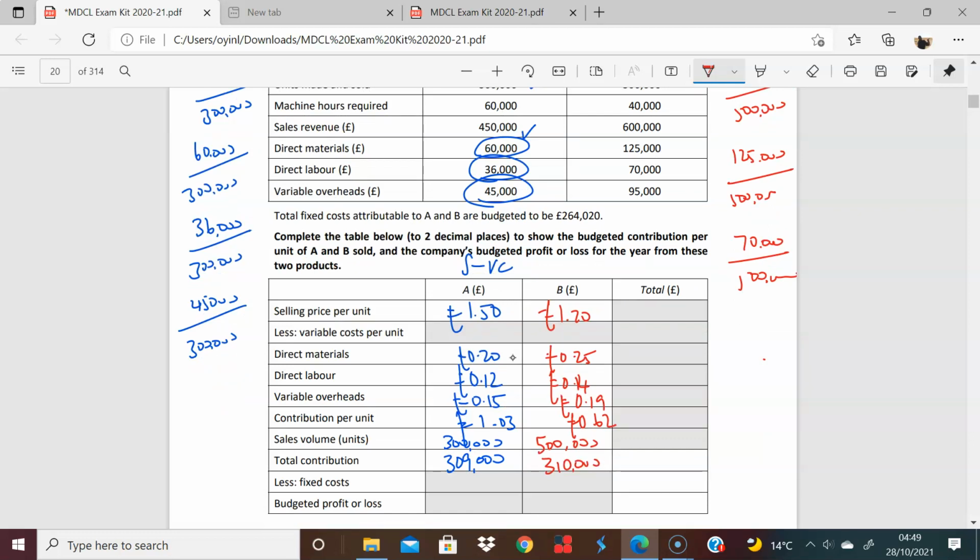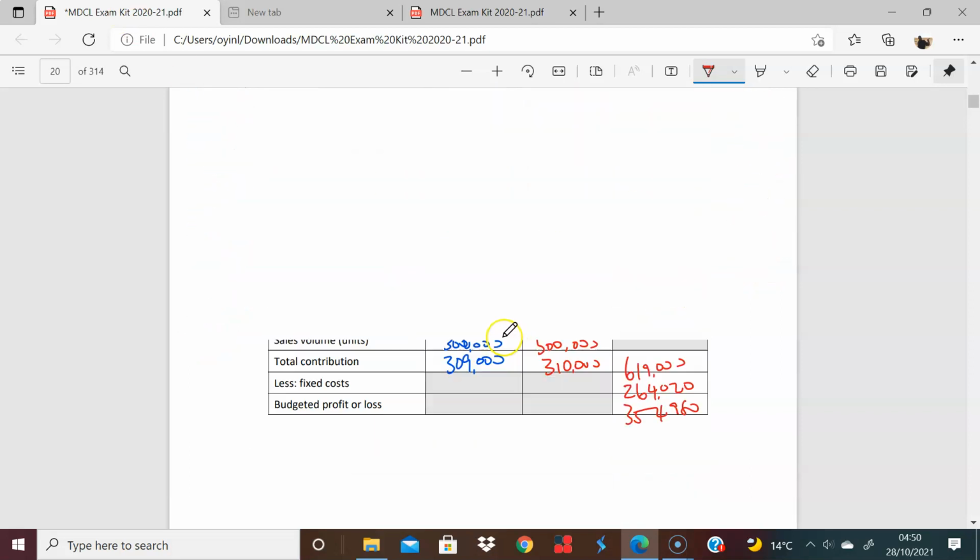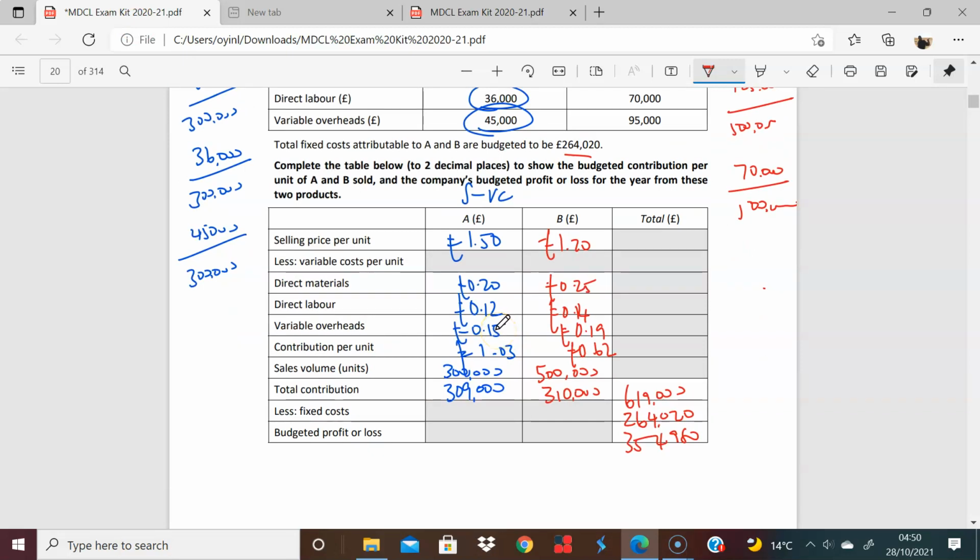So you have a total contribution of, adding the two together, 619,000. Your fixed costs in total are given to you at 264,020, and therefore your budgeted profit comes out at 354,980. Okay, great stuff. That was a bit of a long one, but it's not a bad question.